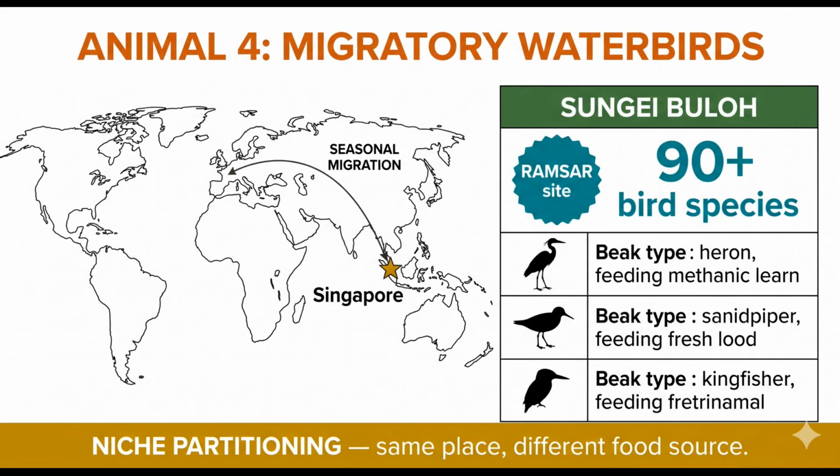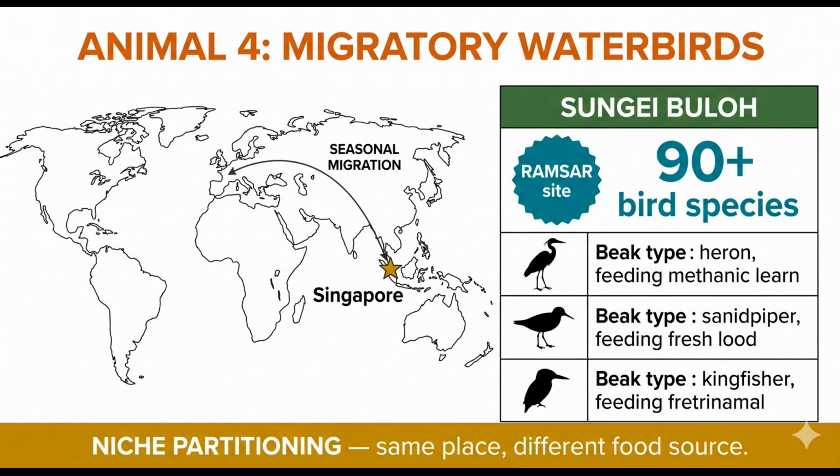Animal 4, migratory water birds. Each year, tens of thousands of birds migrate from breeding grounds in temperate and subarctic regions southward to tropical areas including Singapore. Many of these birds use mangrove systems as feeding and resting grounds during migration. In Singapore, Sungei Buloh Wetland Reserve is a designated Ramsar site, which means it is recognized internationally as a wetland of global importance. It hosts over 90 species of migratory birds each season.